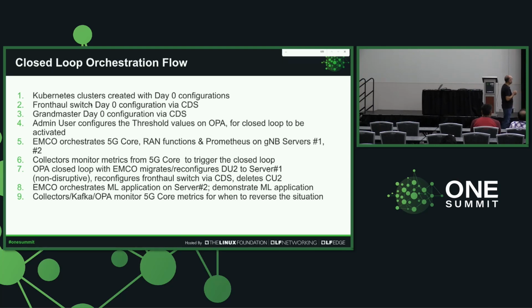The admin user configures the threshold values on OPA, Open Policy Agent, so that the closed loop can be activated. And this could be something very simple, like look at the amount of traffic, or it can be a lot more sophisticated. OPA is fairly versatile. Then MCO orchestrates the 5G core, the RAN functions, Prometheus on GNodeB servers 1 and 2. And this, again, will move to Nefio.